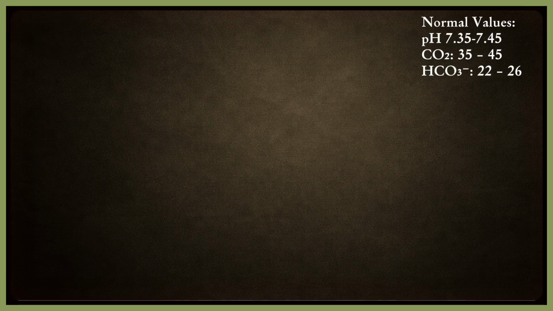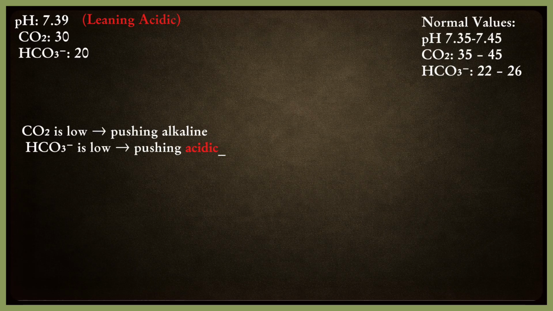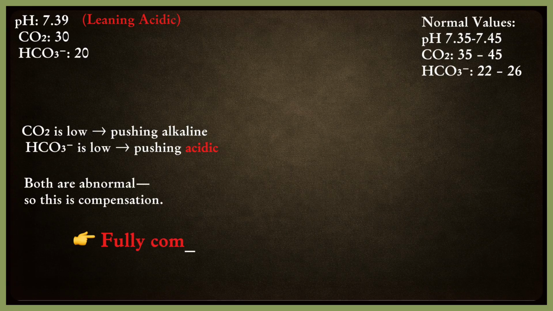Our next example, a pH of 7.39, CO2 of 30, and HCO3 of 20. pH is normal, but it's closer to the acidic side. CO2 is low, pushing alkaline. HCO3 is low, pushing acidic. Both are abnormal, so this is compensation. Since the pH leans acidic, the original problem is metabolic. It's fully compensated metabolic acidosis.